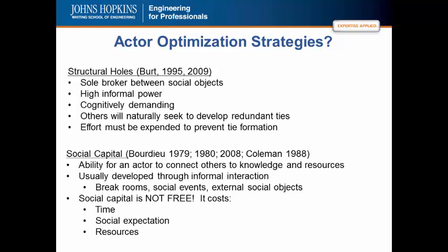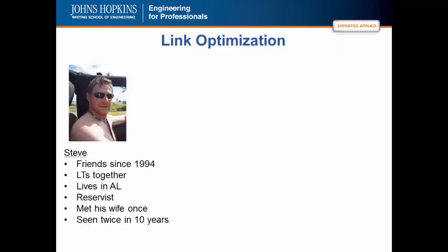Social capital we touched on briefly. This is the ability for an actor to connect to others' knowledge and resources, and it's usually through informal interaction. And this is what really facilitates collaboration in agile networks. But social capital is not free. It costs time, social expectation. If you are going to leverage a resource, people are going to expect things in return. It may also require resources. If you want to increase collaboration in your organization, you have to invest and allow people the time to develop those social relationships.